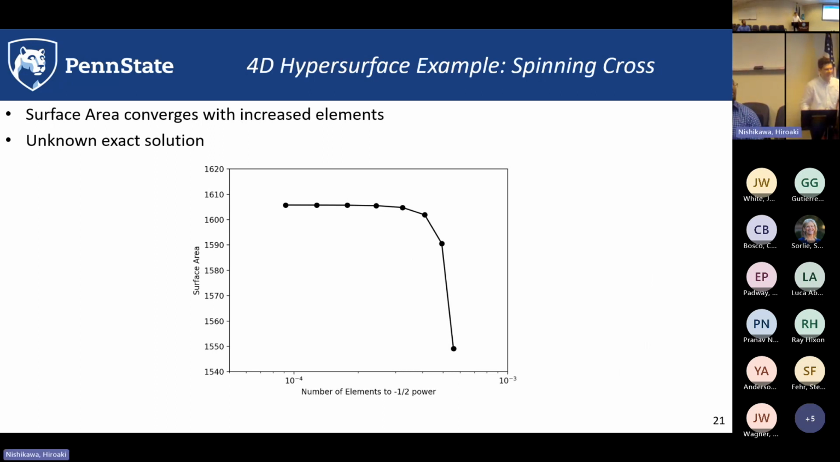So there is no exact solution for a cross rotating helix. There's no exact solution for the surface area. So how do we know if we're getting what we want? How do we know if this is accurate? All we did is just increase the number of elements and calculate the surface area, and it converges. As we increase the number of elements, we know, okay, this is reasonable.